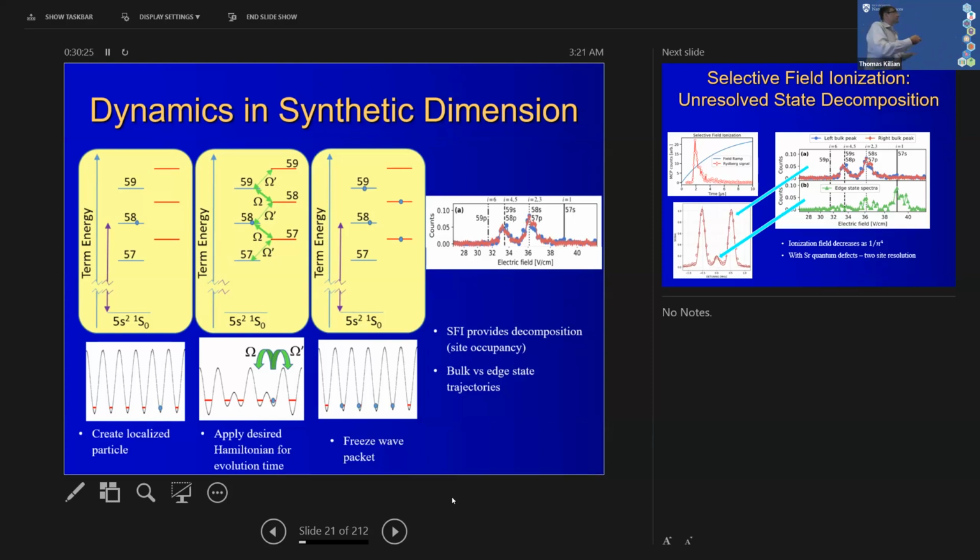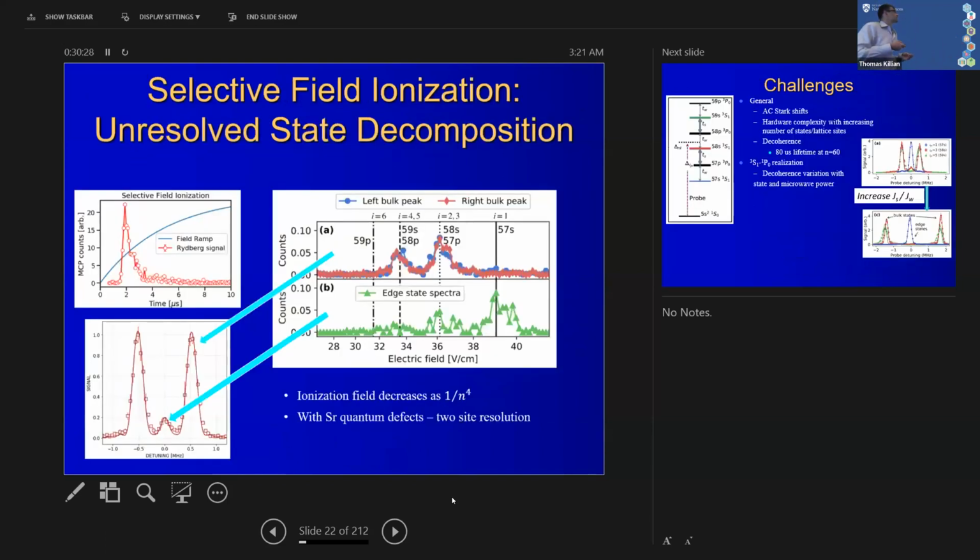And so here's selective field ionization, and I'll focus on that a little bit more. As I ramp up the field, if I have a well-defined Rydberg state, all the signal will come at a well-defined electric field. But if I have some system that's spread over different states in the synthetic dimension, then when I ramp up the field, I'll see signal at different places corresponding to the different Rydberg states. And if I create a bulk state, then the population shows up in these states here, 59S, 58P, which turn out to correspond to the Rydberg states that are in the bulk.